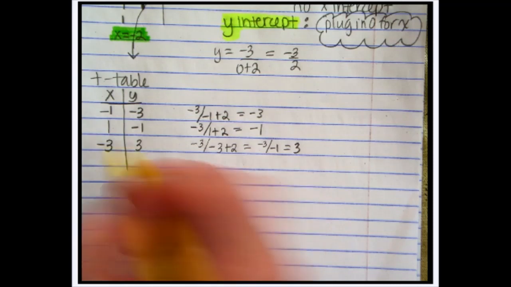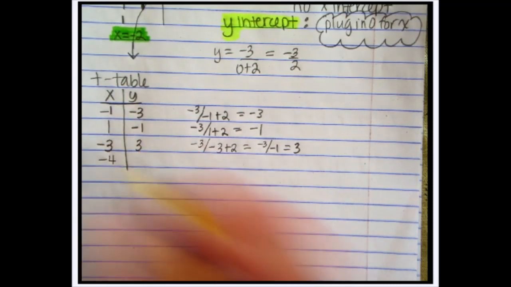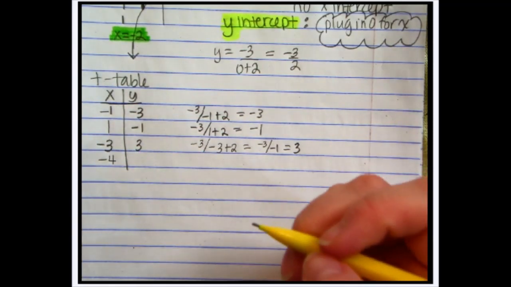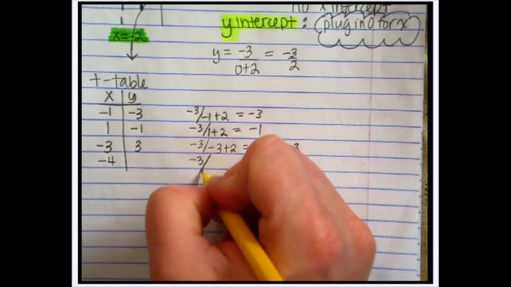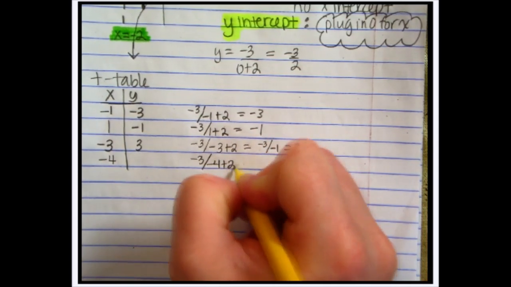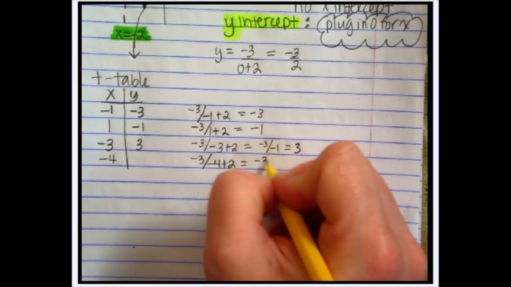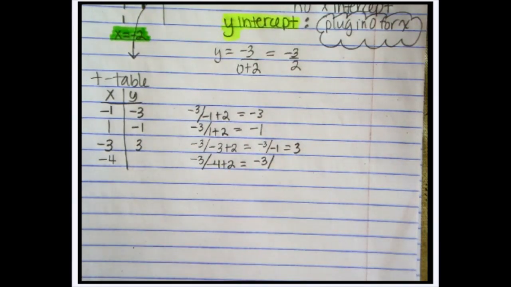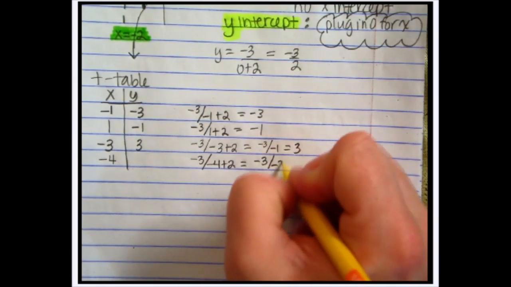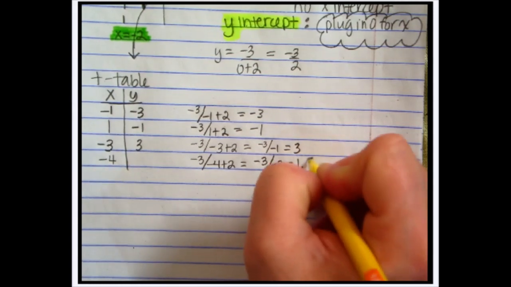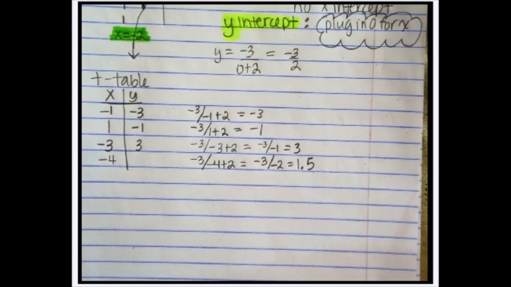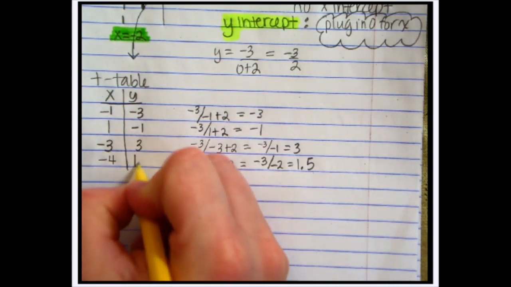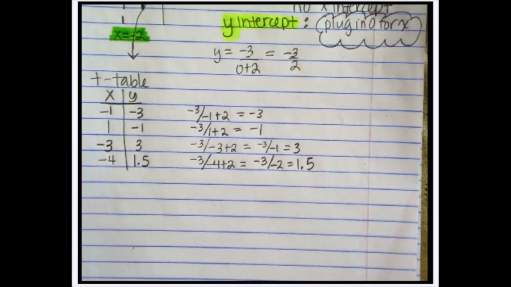And then let's take -4 just to confirm. So -3 over -4 plus 2 gives us -3 over -2, which is +1.5. So we are going to the left here, and it looks like we're getting smaller, so that's what I would expect to see as well. So let's graph those 2.